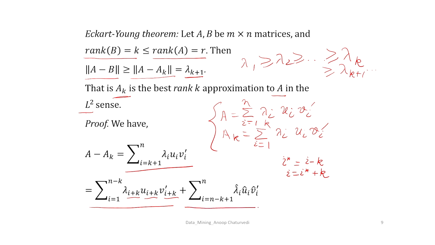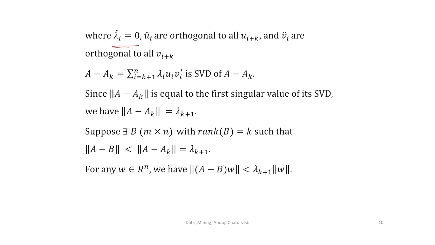So, we have these additional terms, but here actually we are taking lambda hat_i equal to 0 for all i equal to n minus k plus 1 to n. So, actually this term vanishes. So, lambda hat_i is equal to 0, and also u hat_i are orthogonal to u_{i+k}, and v hat_i are also orthogonal to v_{i+k}. Then A minus A_k is equal to summation i equal to k plus 1 to n of lambda_i u_i v_i transpose. This is the singular value decomposition of A minus A_k. So, for A minus A_k you get this singular value decomposition.